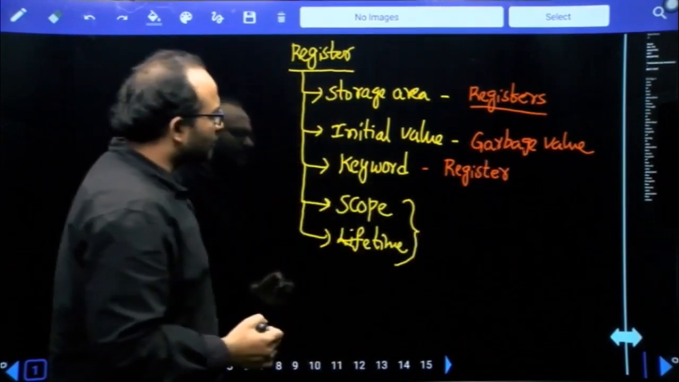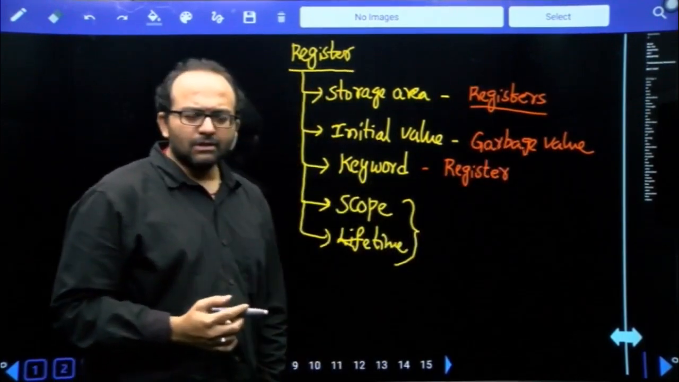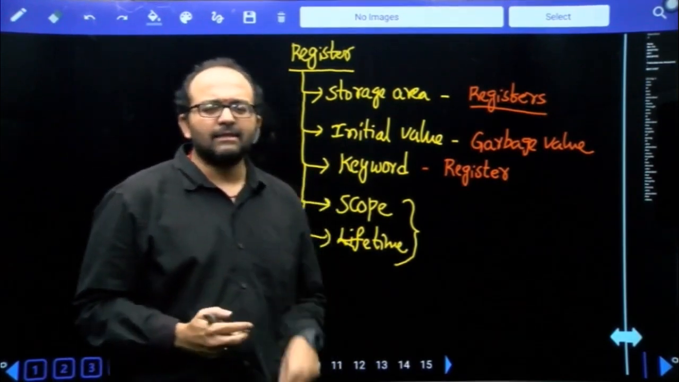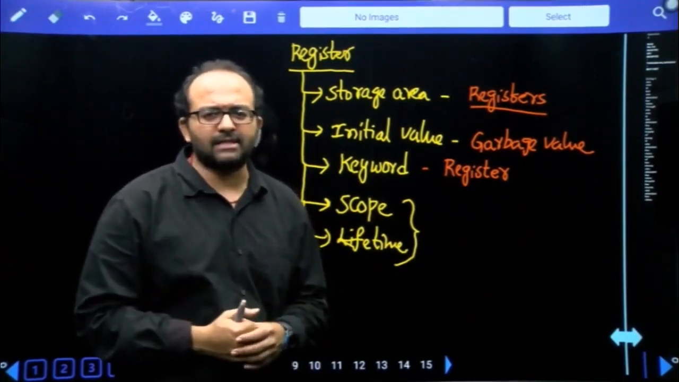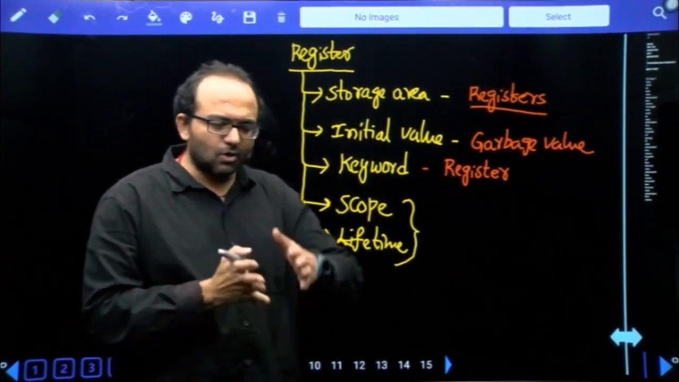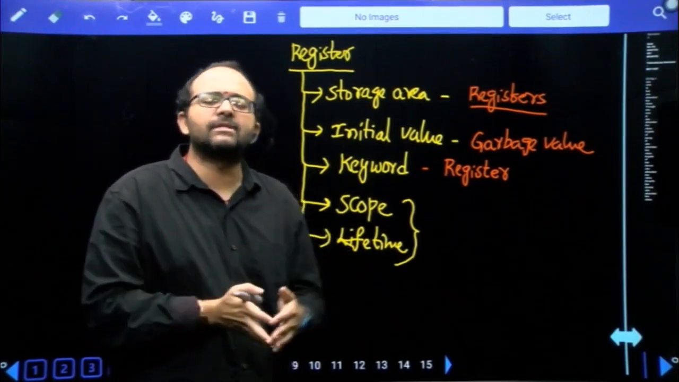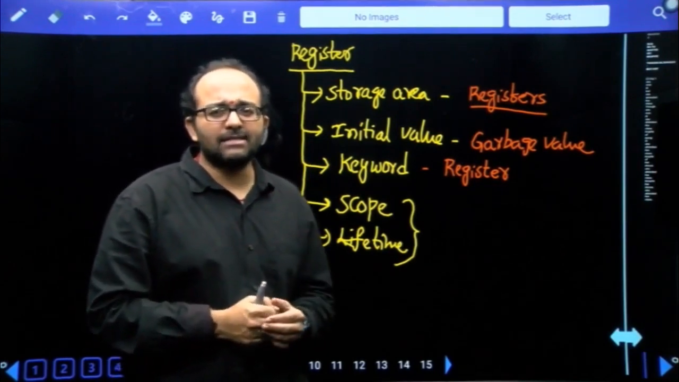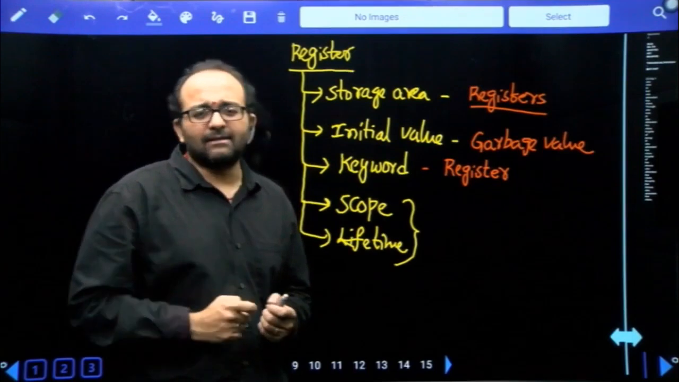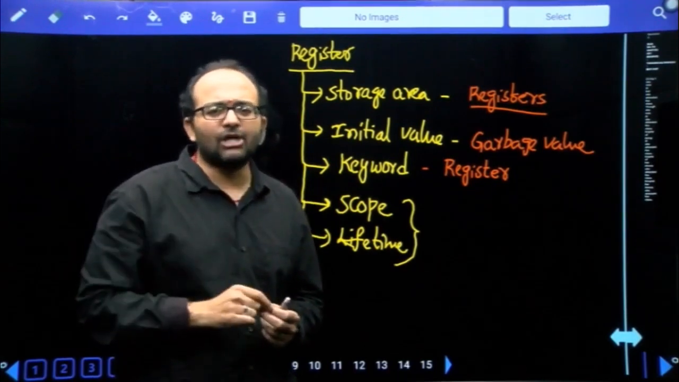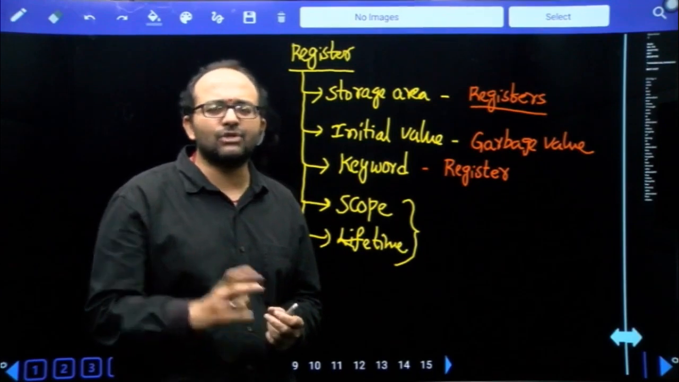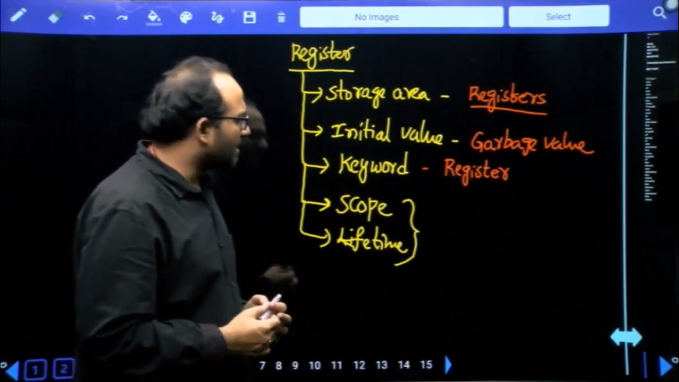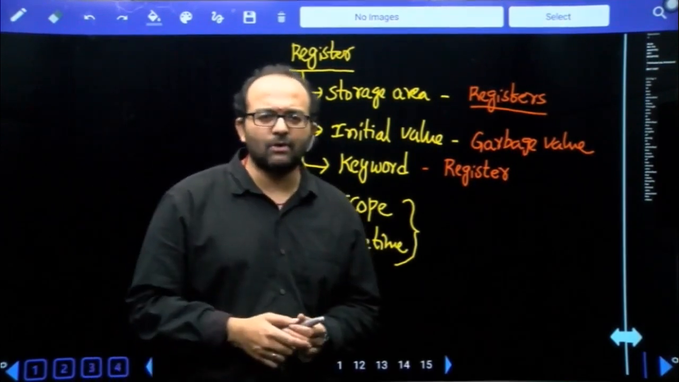Okay, so next one is the scope and lifetime. The scope and lifetime of register storage class are basically similar to the automatic storage class. Here also the scope of register storage class is accessible within the function only. If you consider lifetime, again the lifetime is limited within the function. So once the control comes out of the function, you cannot access those variables.